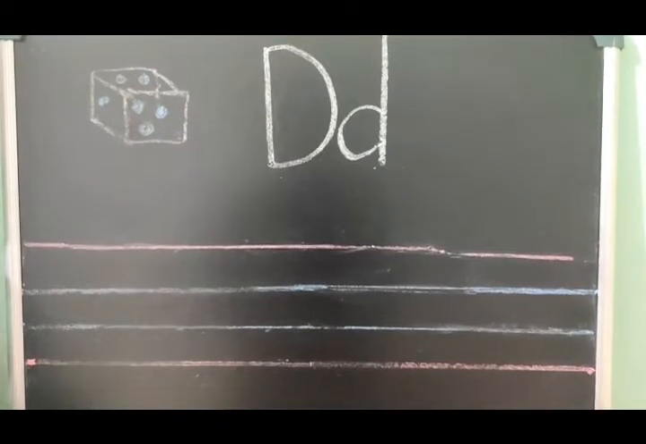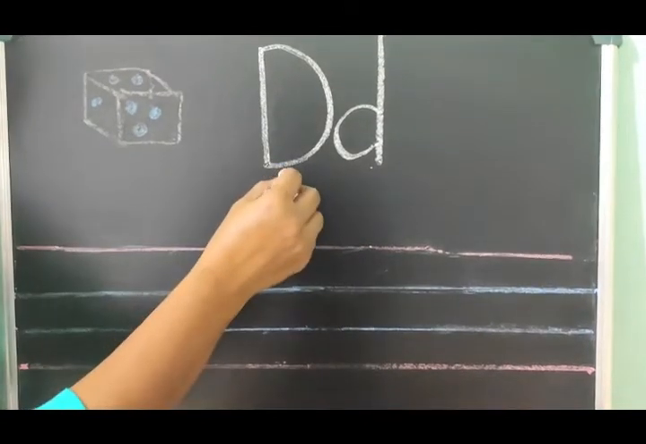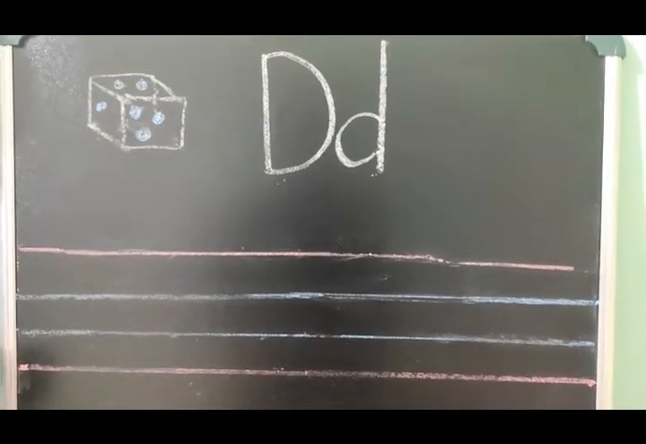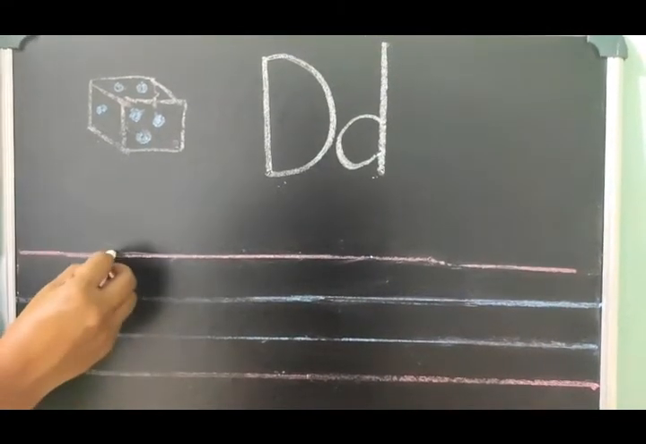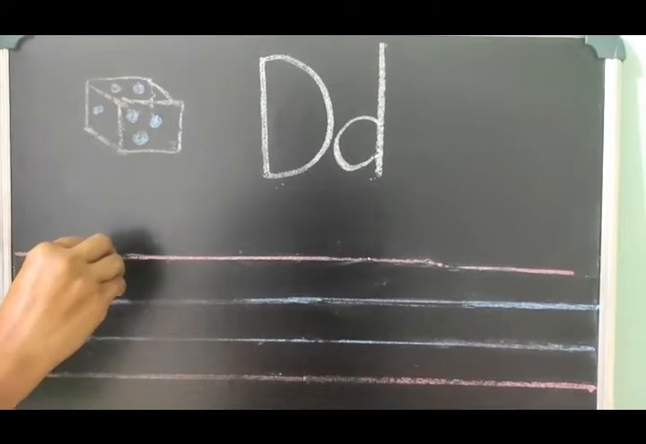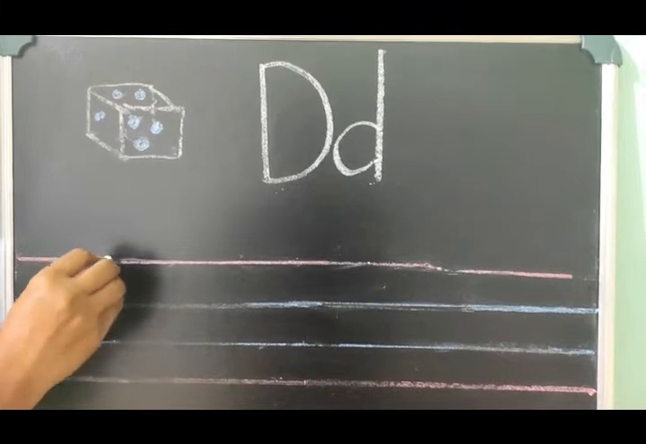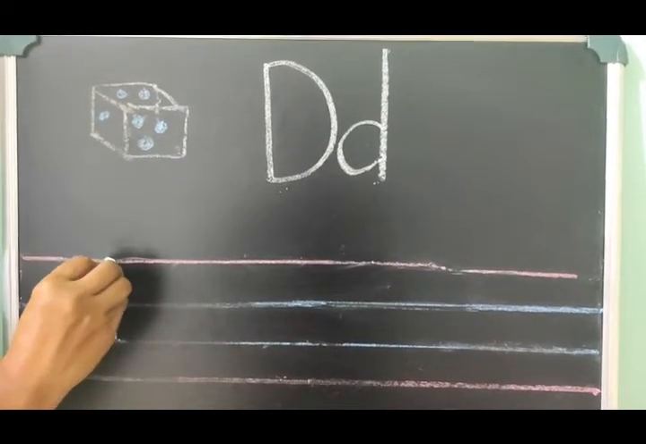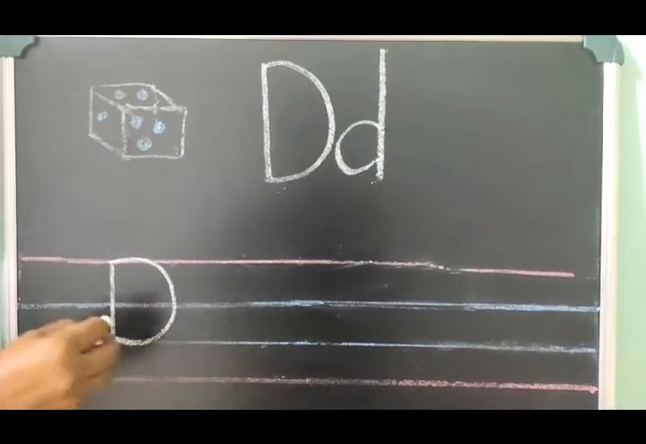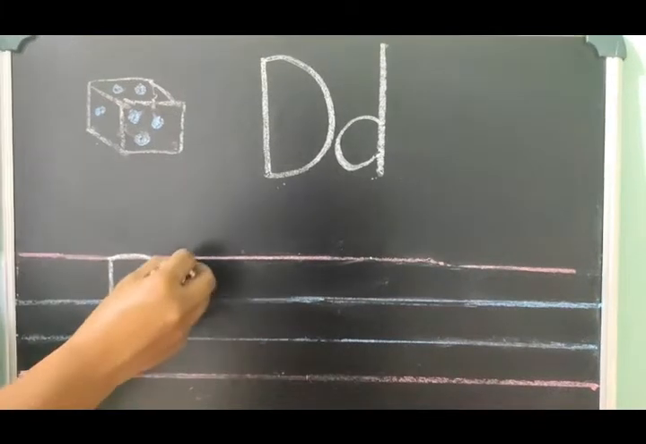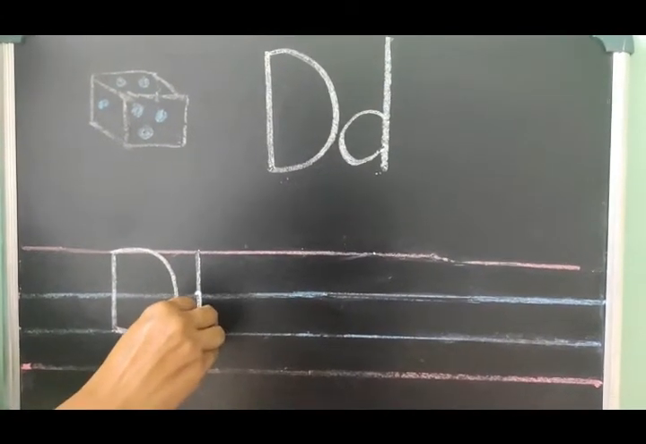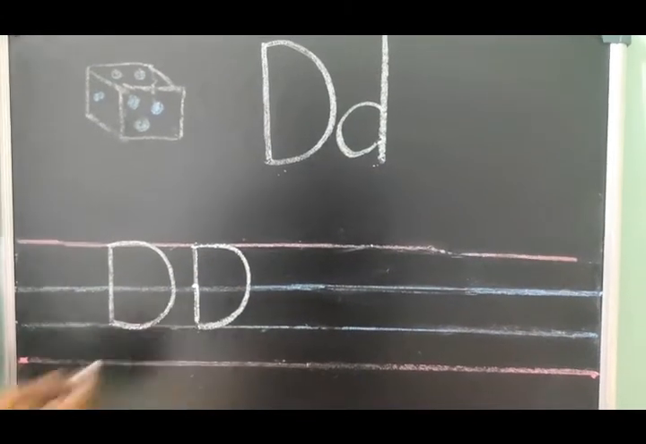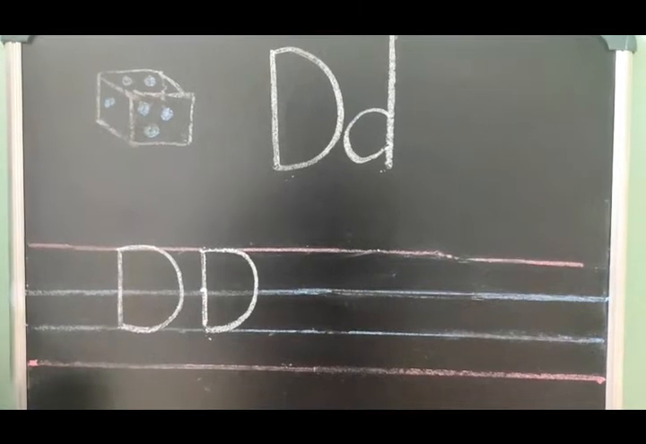Let's learn how to write letter D. This is capital letter D and this is small letter D. Now, ma'am will teach you how to write capital letter D. You have to make a standing line from the pink line to the blue line. And from the pink line to the blue line, you have to make a curve. This makes capital letter D.